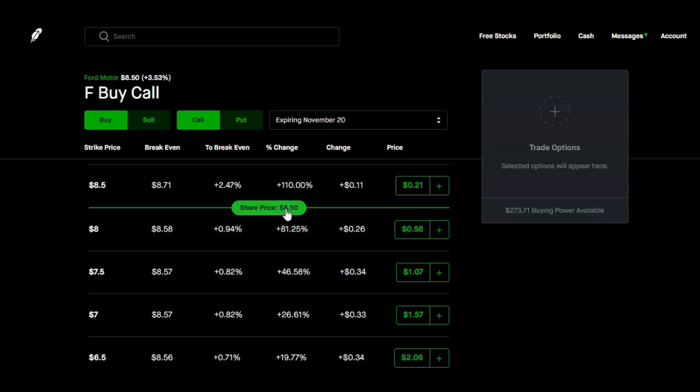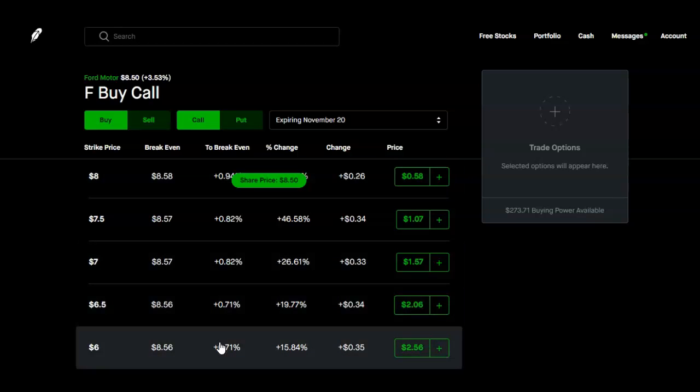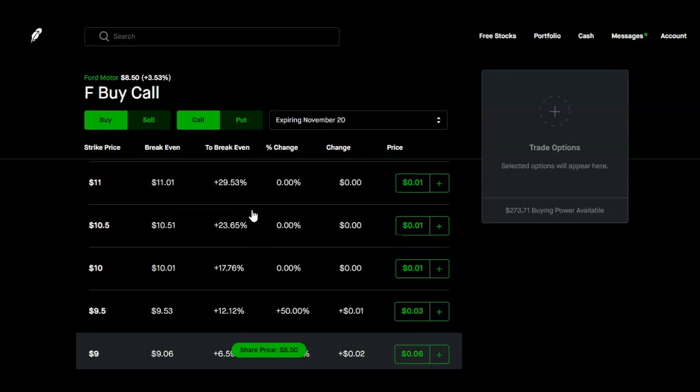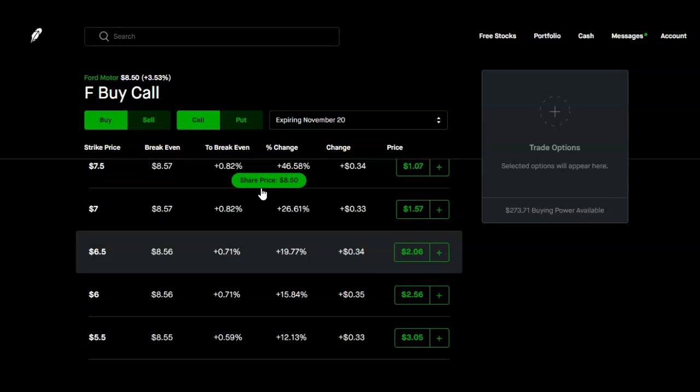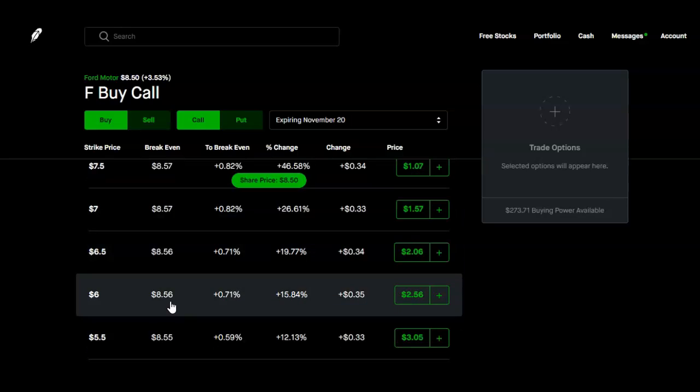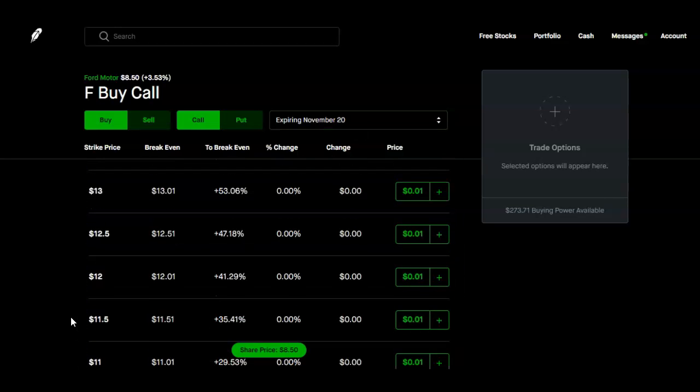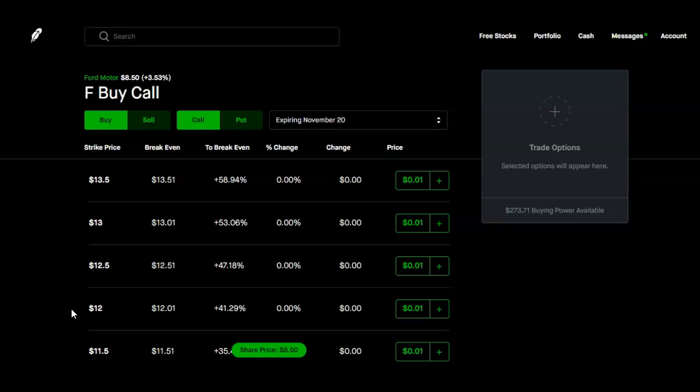Because let's say the strike price is $8.50 and you buy it here at $6, yeah, you're not going to nearly make as much money if you're buying these cheap ones, but the chances of Ford stock going from $8.50 to $6, like losing more than 25% of its value in 7 days, is unlikely. So I would say that would be another strategy. If you're super conservative, buy deep in the money options.